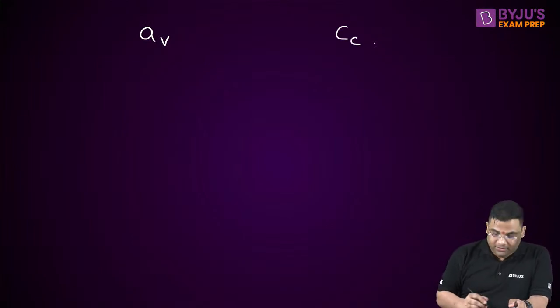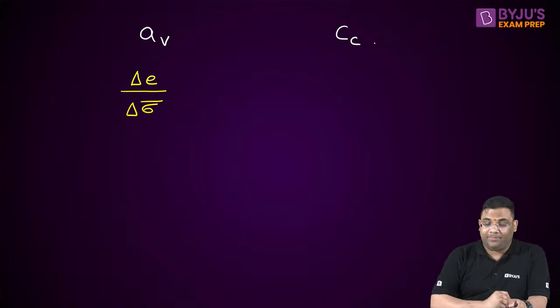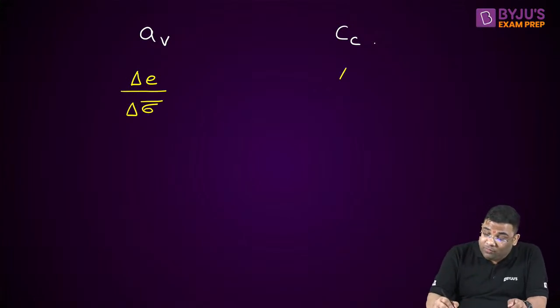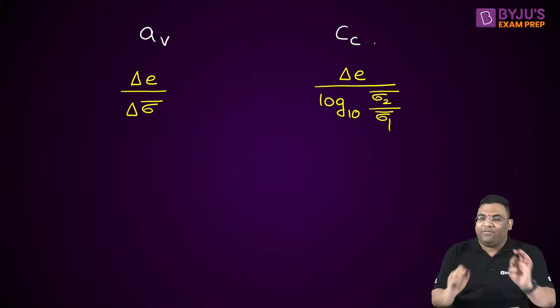What is the first difference? I can say the basic formula. AV is change in void ratio divided by change in effective stress. Whereas compression index is change in void ratio divided by log 10 sigma 2 dash divided by sigma 1 dash, the basic definition.